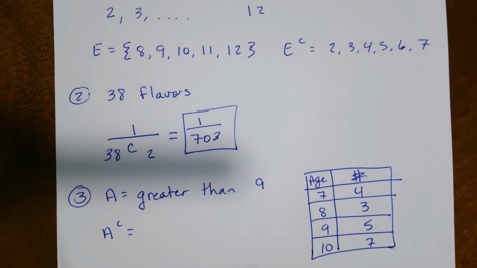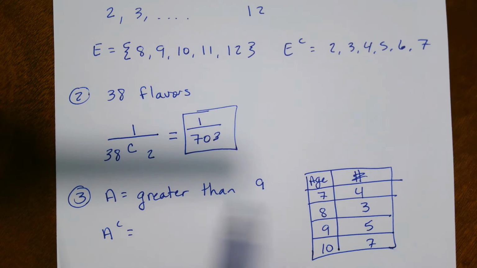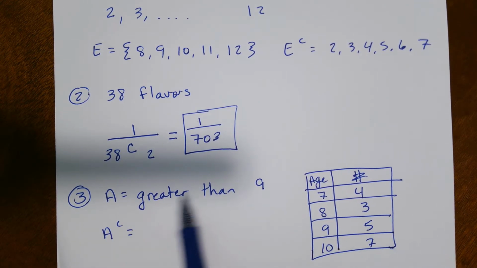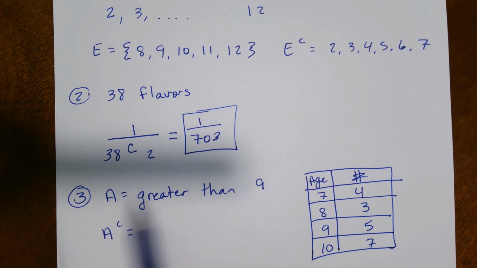So event A is that we have the players whose age is greater than 9. If you think about who falls into that category, who is in that event, greater than 9 would be 10 years of age according to our chart. So there's only 7 of them.